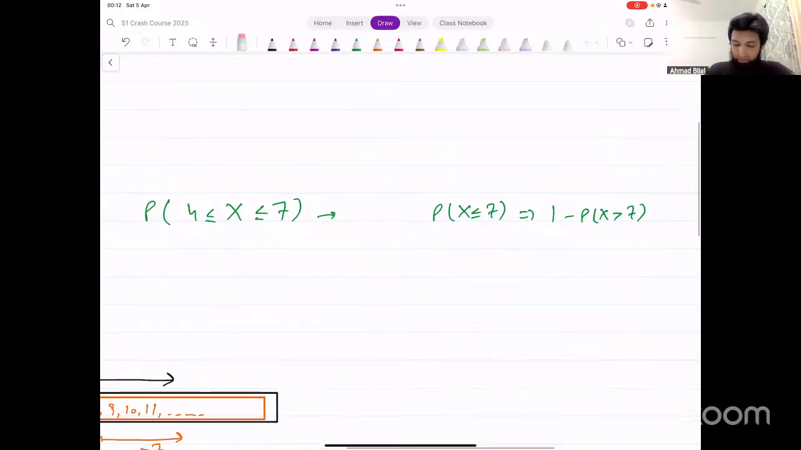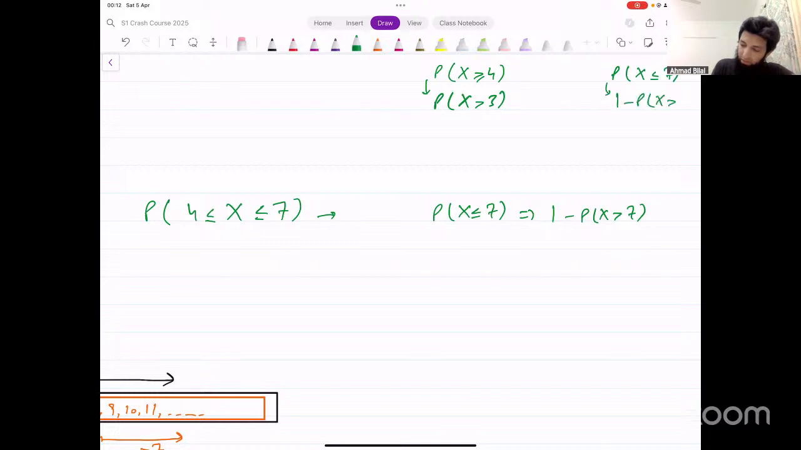Sorry, sir. So the question was probability of x is between 4 and 7. So we can write it as probability of x greater than or equal to 4, which means probability of x greater than 3. So that part we can write as probability of x greater than 3. And for probability of x less than or equal to 7, we can write it as 1 minus probability of x greater than 7. Okay. Yes. And then we add the two of them.